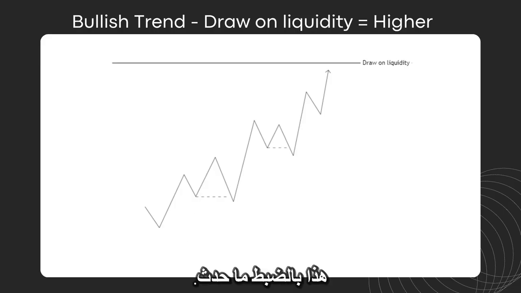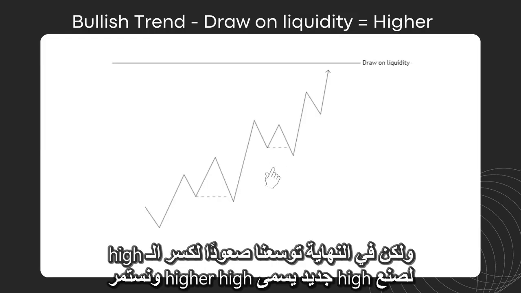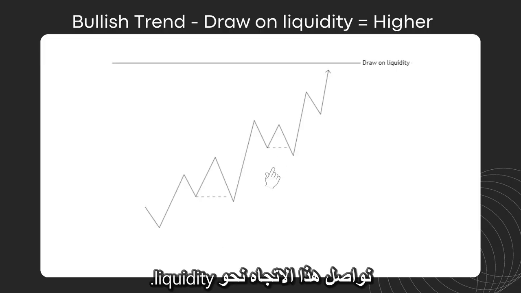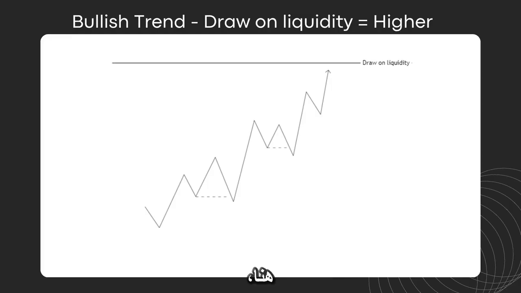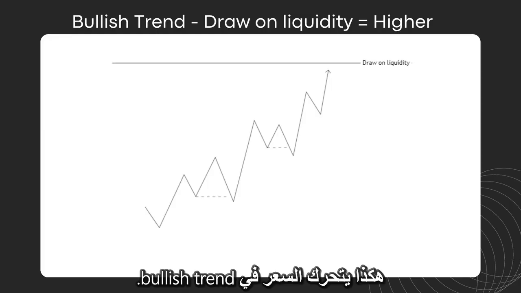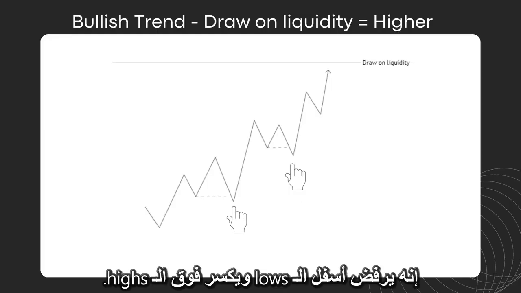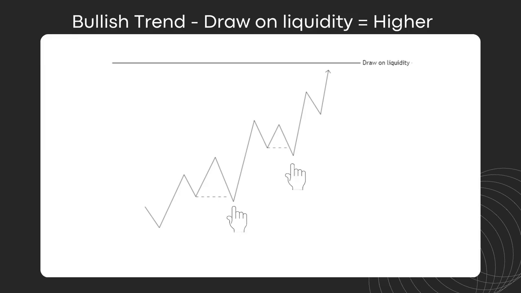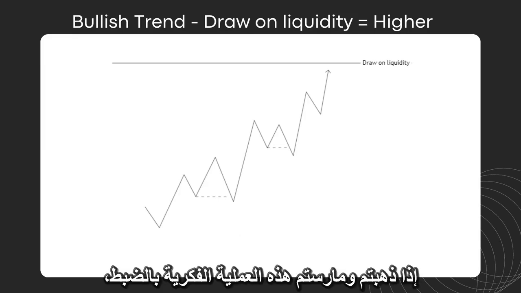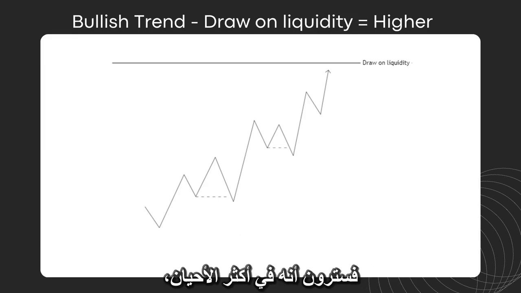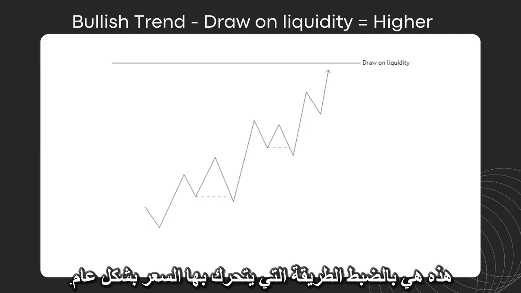This is exactly what happened even here. We got below this low, but eventually we expanded above to break the high and make a new high, a higher high, and we continued that trend towards the drawn liquidity. So you can see this is how price moves in a bullish trend: it rejects below lows and breaks above highs. If you go on and practice this exact thought process, you'll see that more often than not, this is exactly how price generally moves.